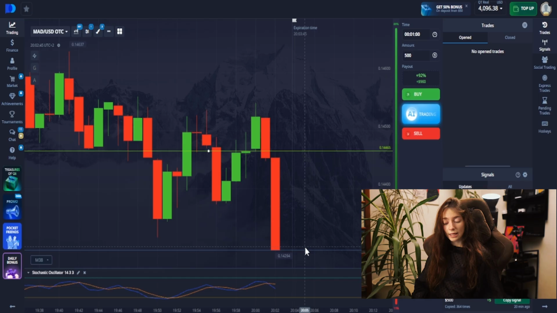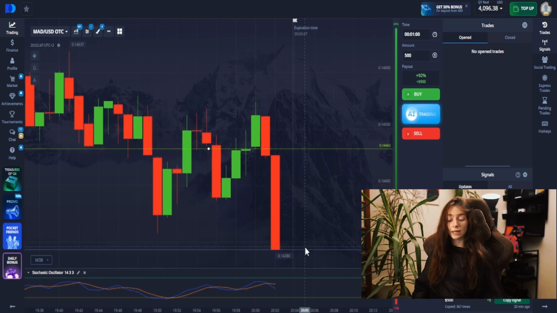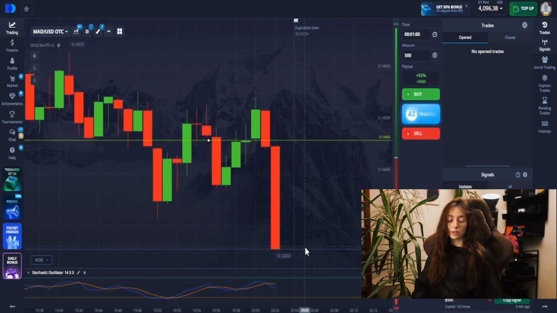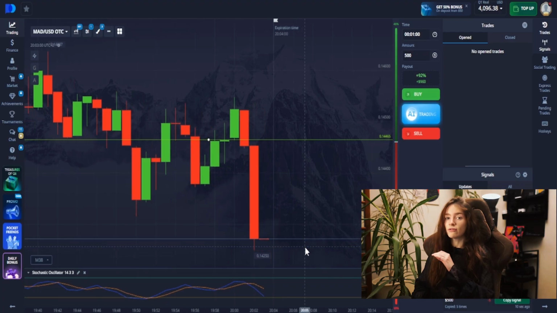Readings above 80 mean overbought conditions, the market is overheated and a reversal down is possible. Below 20 means oversold conditions and a possible reversal up. The key point is that Stochastic often shows a reversal earlier than price. It's one of the fastest indicators and reacts almost instantly.